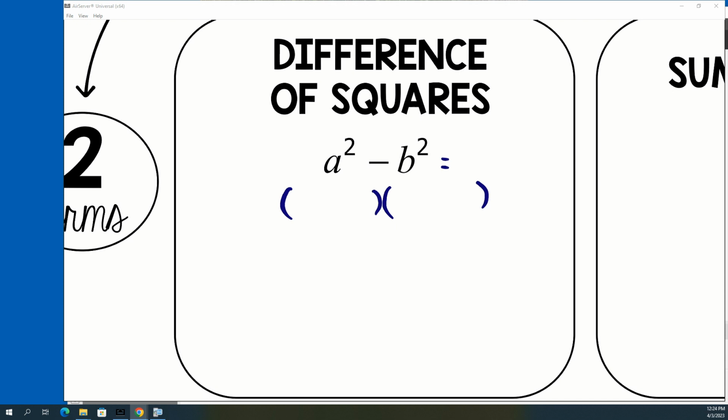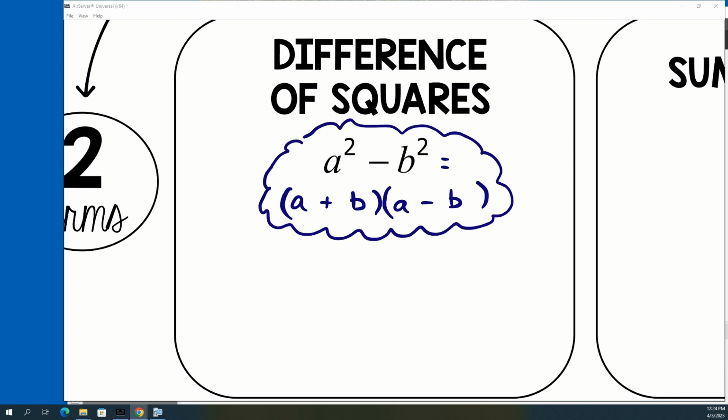So in this case, it's going to be a and b. And then you put one with a plus. And you put one with a minus. Put like a cloud around it. That's the rule for difference of squares. All right, and then inside this box, we're going to do two examples of each of these.